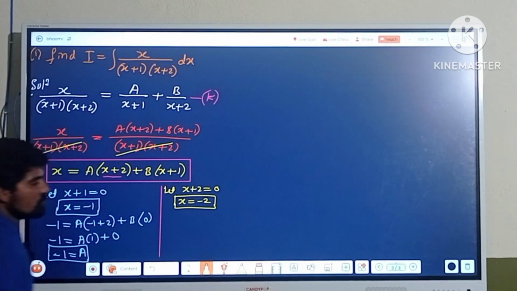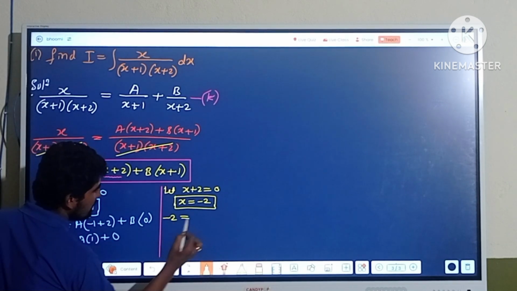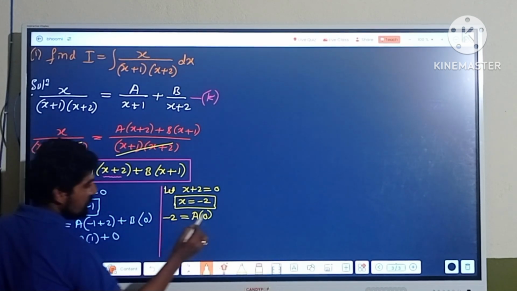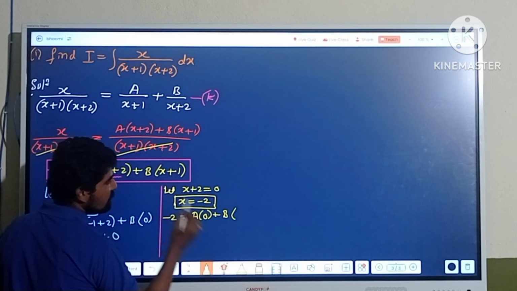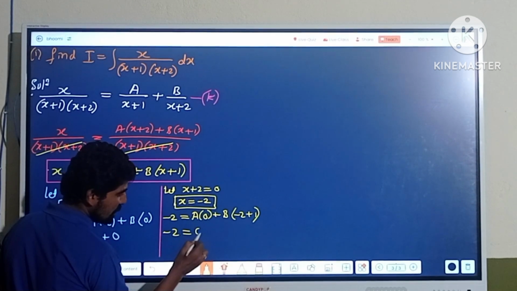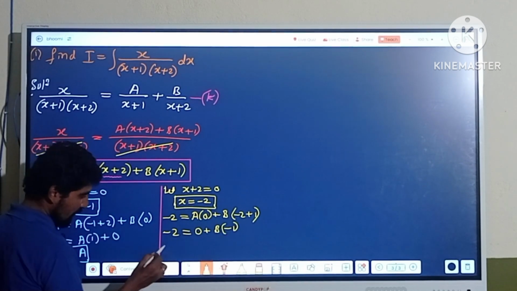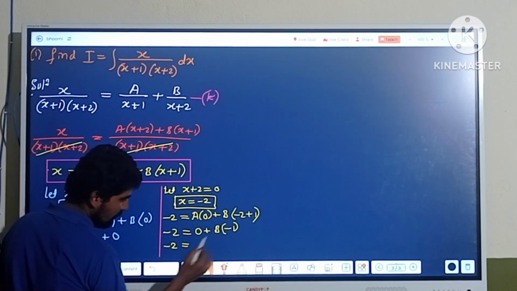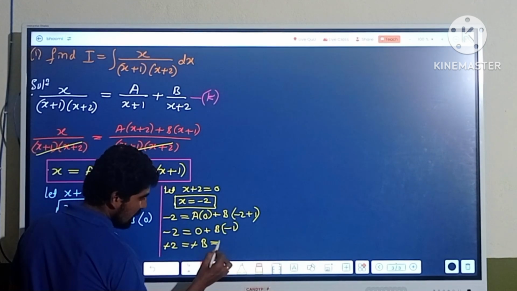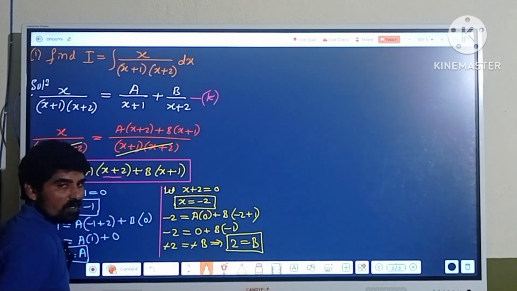If the value of x equals minus 2, this above equation becomes x value minus 2, which is equal to a into the value of x plus 2, which we considered 0, plus b into x value minus 2 plus 1. So minus 2 is equal to a into 0 is 0, plus b into minus 2 plus 1 is minus 1. So finally minus 2 is equal to b into minus 1, minus b. Now minus gets cancelled on both sides. So finally we get the value of b is equal to what? 2. I hope all of you understood.